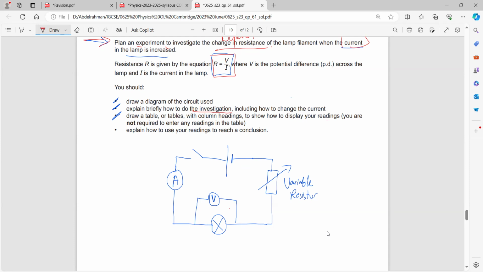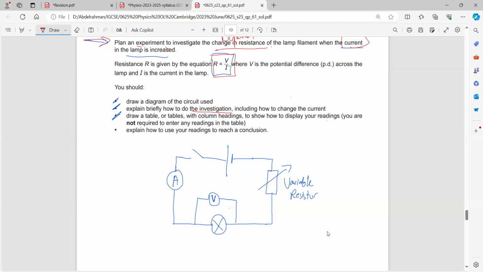And then what should I do? You have to repeat the experiment for all the different values of the current. You have to say that. If you do not say that, that would be wrong. So you must say that in the explanation.